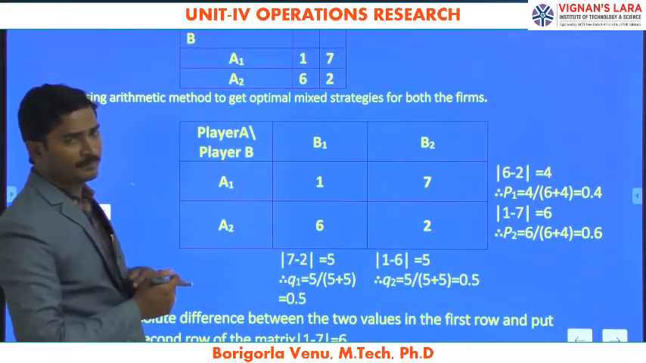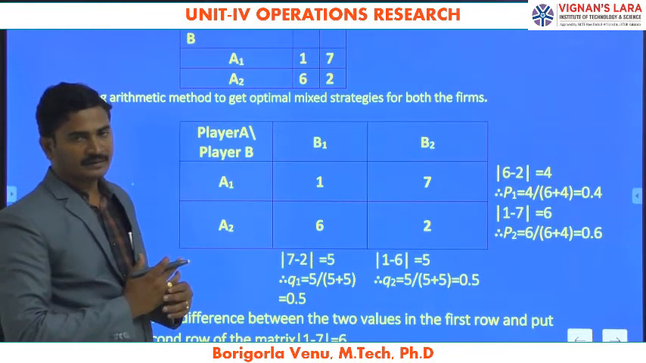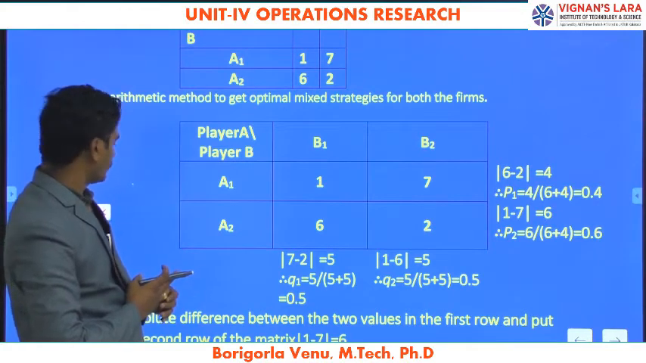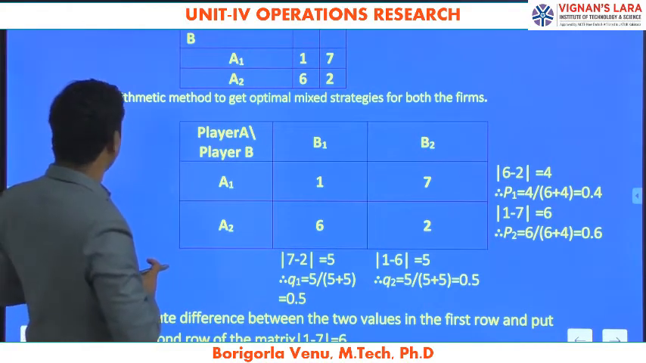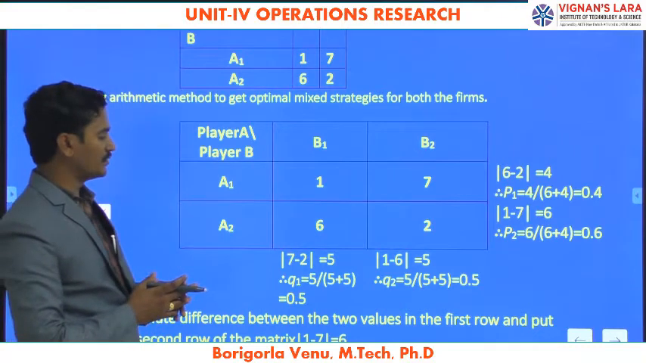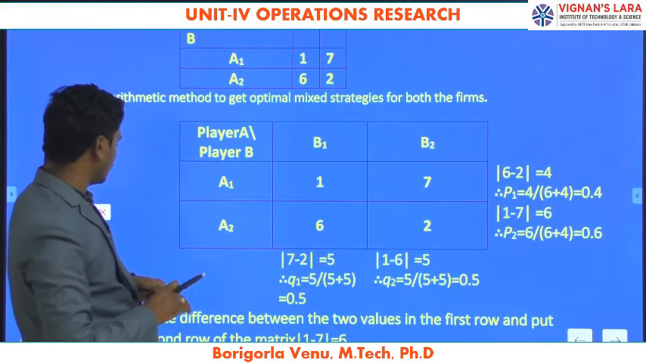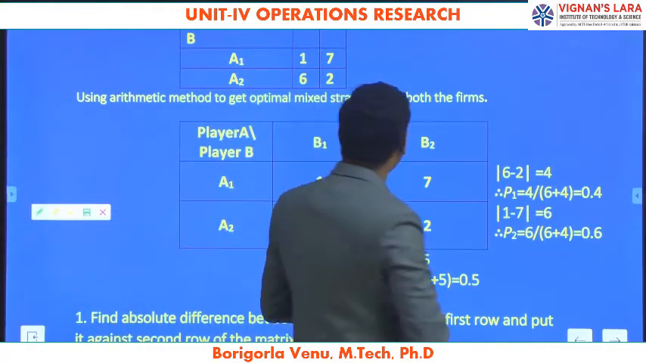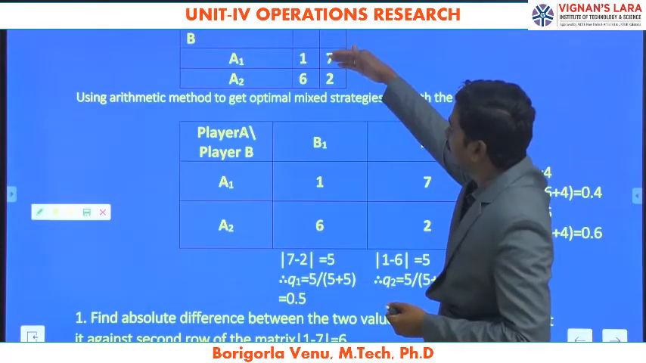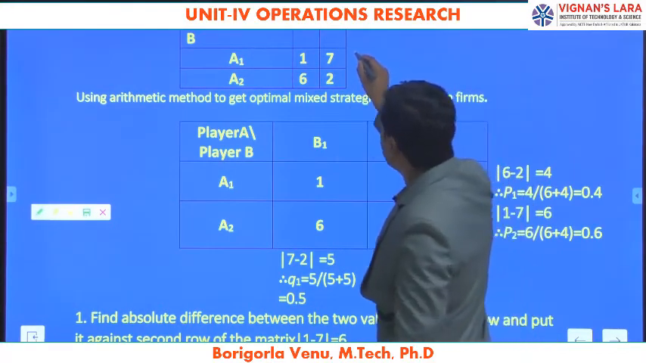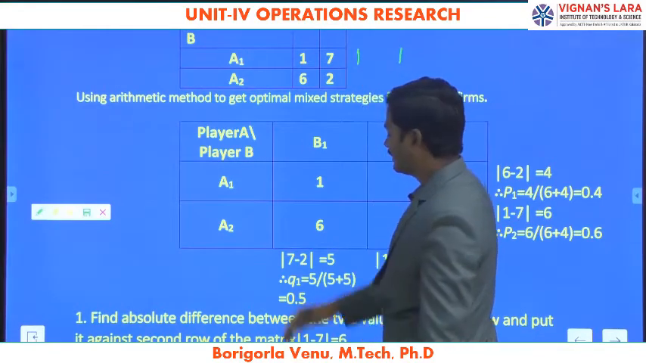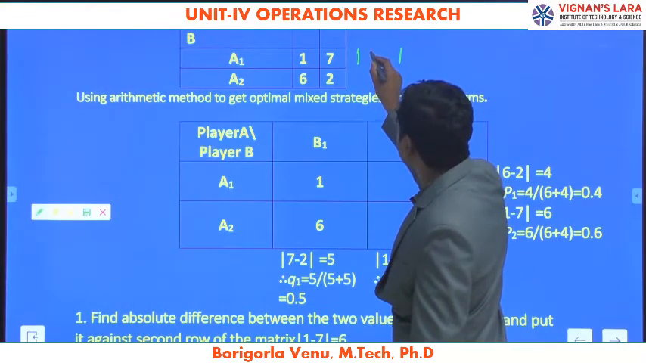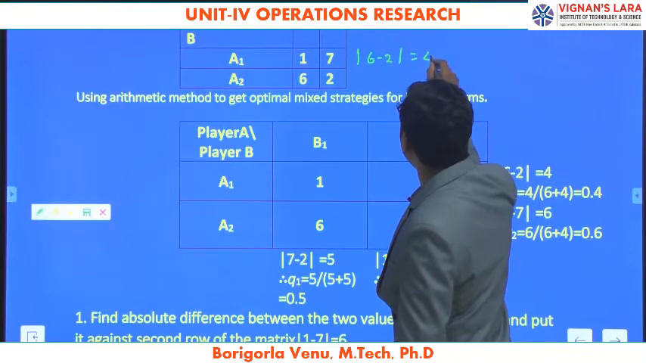After converting to a 2 by 2 matrix, I am going to apply the arithmetic rule to get the solution. First find the absolute difference between the two values of the first row and put it against the second row. We calculate these absolute values from this table. Here it means 6 minus 2, which gives 4.